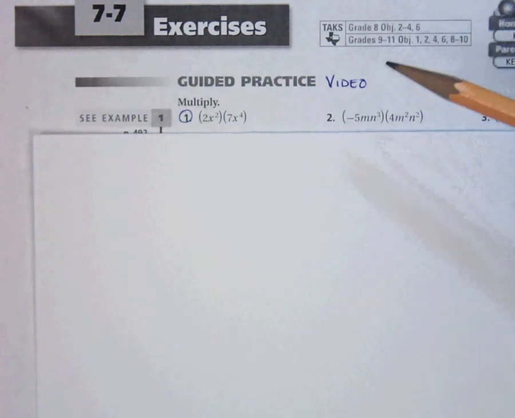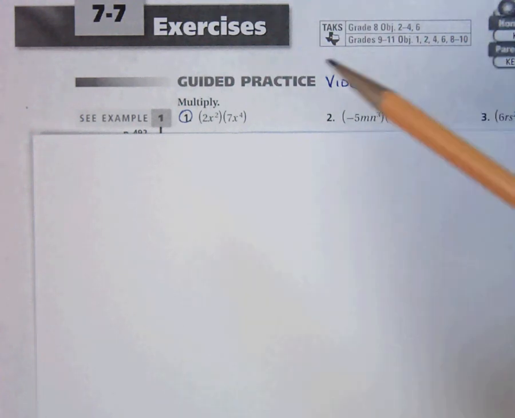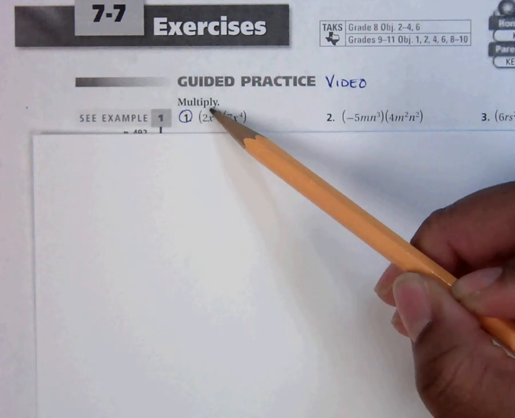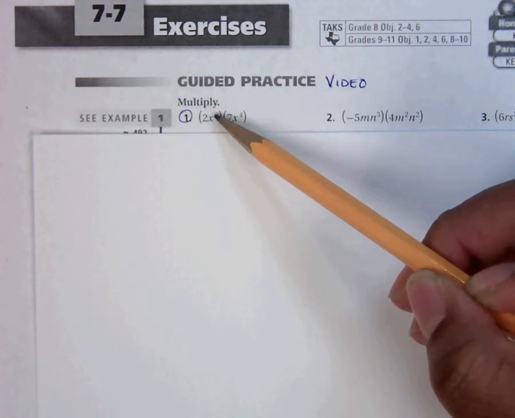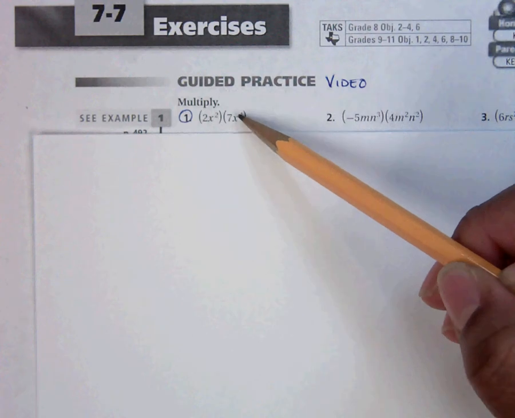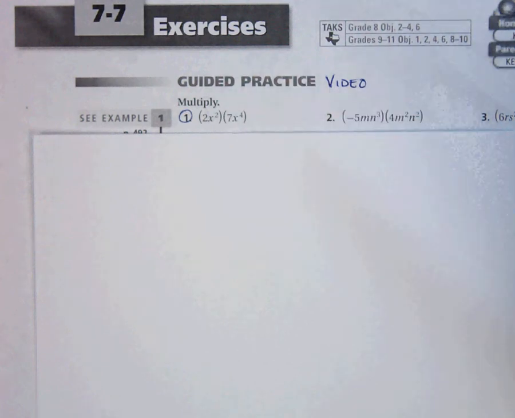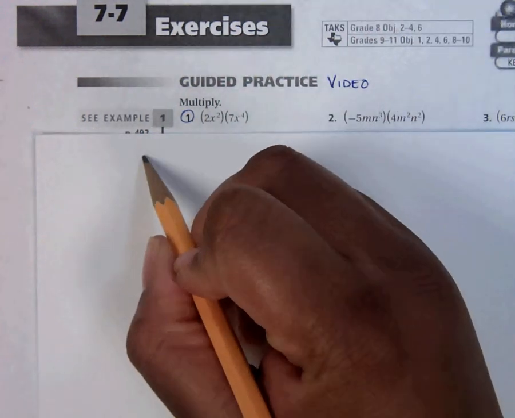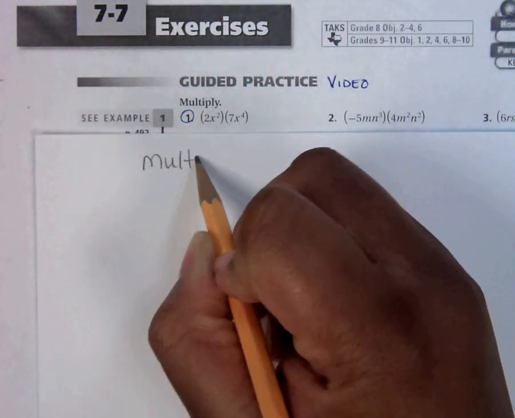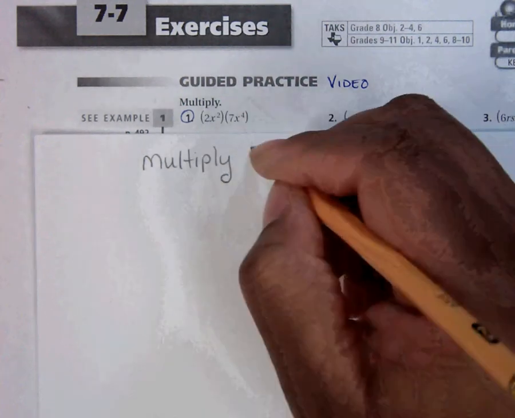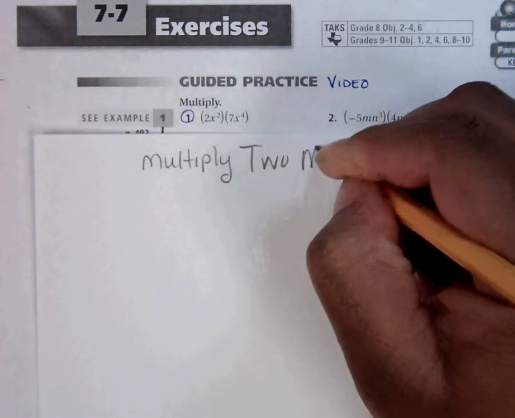Okay, we are now going to multiply polynomials. We have added, subtracted, so let's multiply. This is what we call a monomial because it is one term. This in the second parentheses is a monomial because it is one term. So in problem number 1, we are going to multiply two monomials.